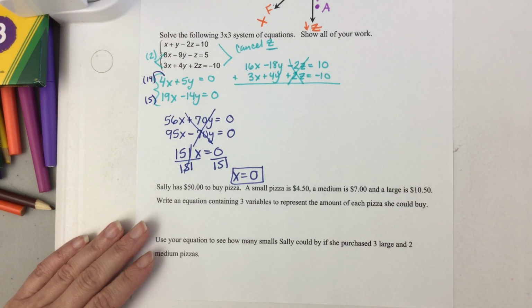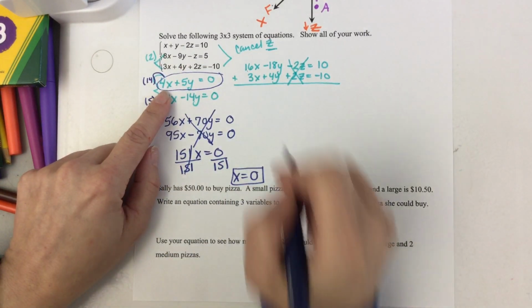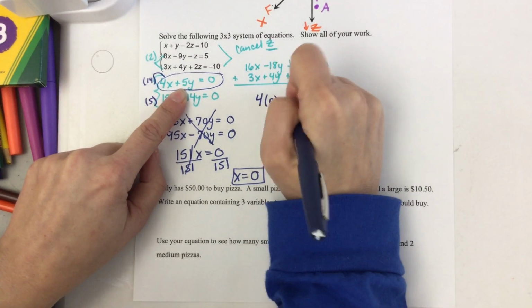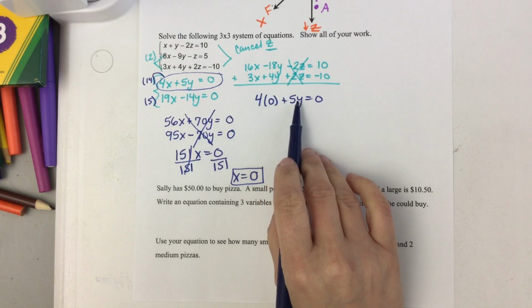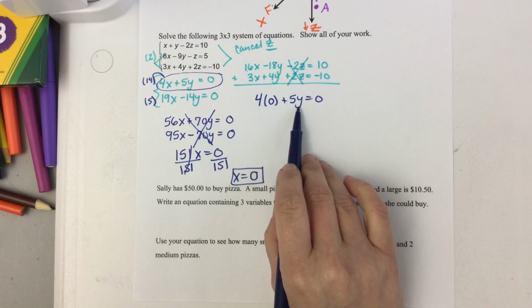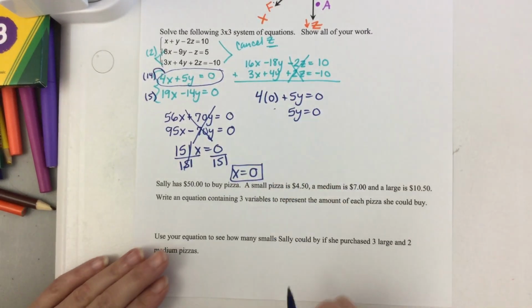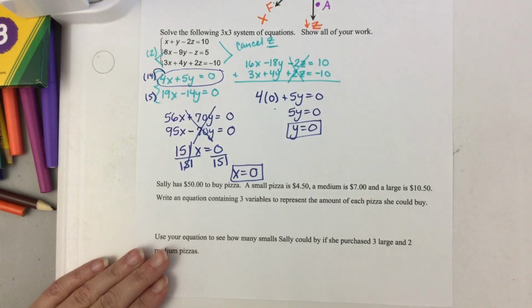Now to see what y is, you go ahead and put it back into one of the original equations. So if I go 4 times 0 plus 5 times y equals 0. Now notice I filled in the x. I only have one variable left, so I'll be able to solve for y. 4 times 0 is 0, so I have 5y equals 0. If I divide by 5, 0 divided by 5 is 0.